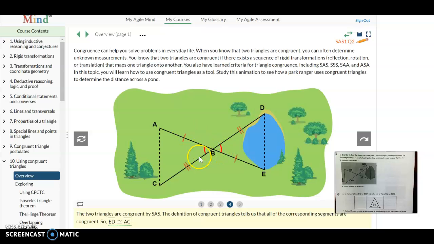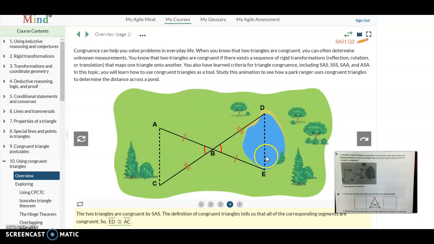So now that we know these 3 pieces of information for each one of these triangles, we can conclude that these 2 triangles are congruent to each other using one of our shortcuts. This one is 2 sides and the included angle. So that shortcut is SAS. So now that I know this triangle is congruent to this triangle, then we know all 6 parts of those congruent triangles are congruent to each other.